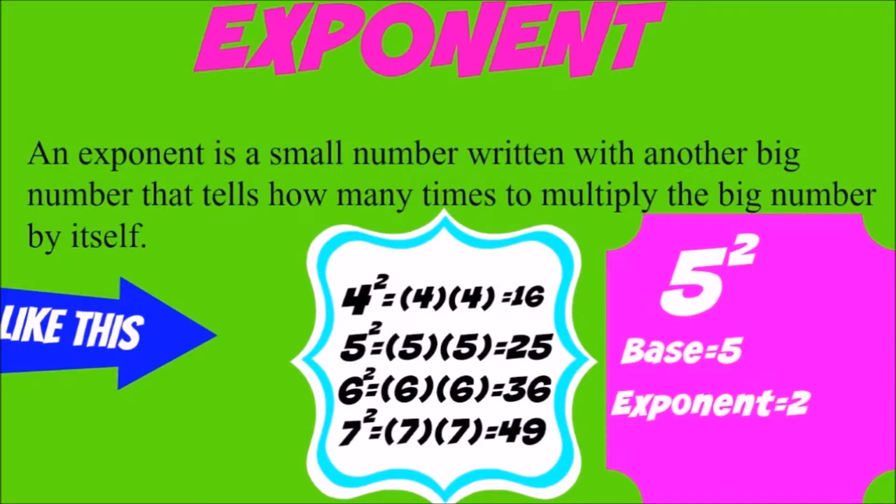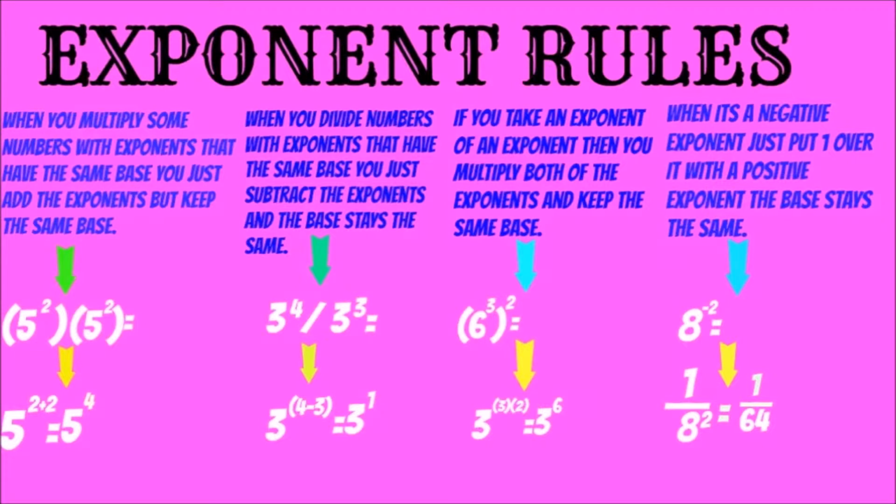Let's get to it. One of the rules is when you multiply numbers with exponents that have the same base, you just add the exponents but keep the same base. It is really simple. If you have the same base, you just add the exponents. It doesn't matter what the exponents are. It can be 2, 5, 10, 15, whatever it is. Just add them together if you have the same exact base.